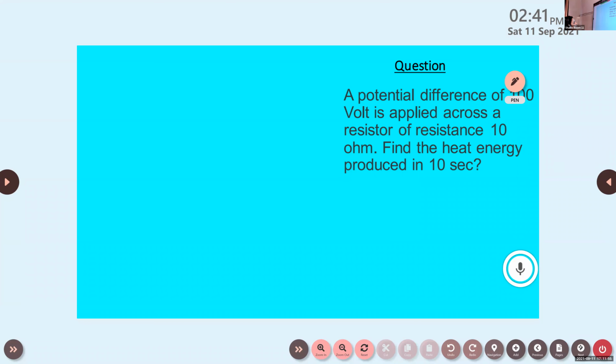A potential difference of 100 volt is applied across a resistor of resistance 10 ohm. Find the heat energy produced in 10 seconds.